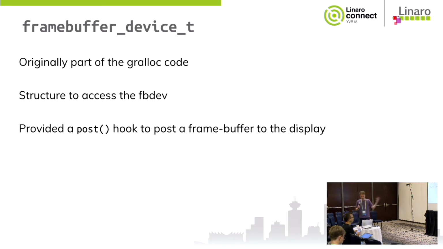Originally in Android, we had the framebuffer device T. This was part of the Gralloc code. It was just a simple way to access the frame buffer device. It provided just a simple post hook in order to push that frame buffer to the display.